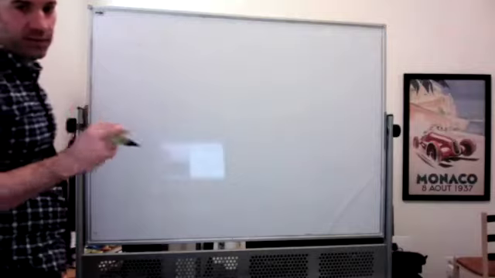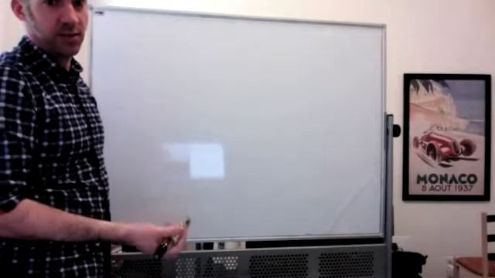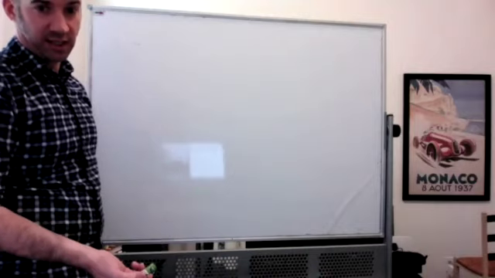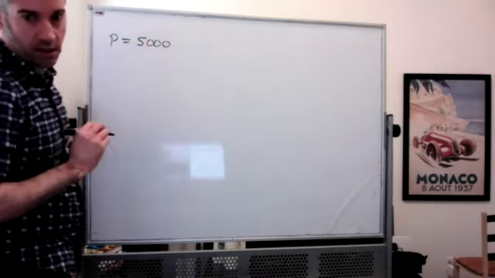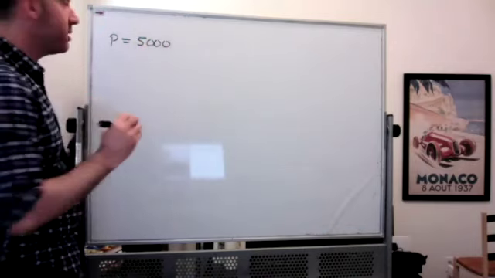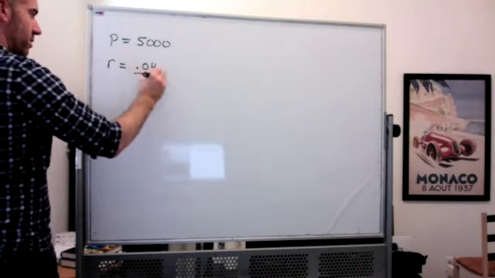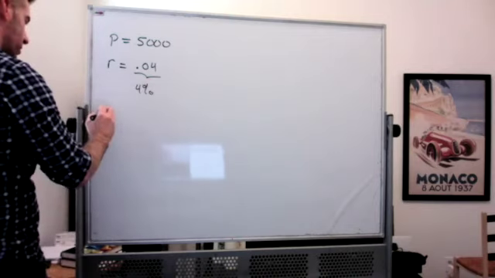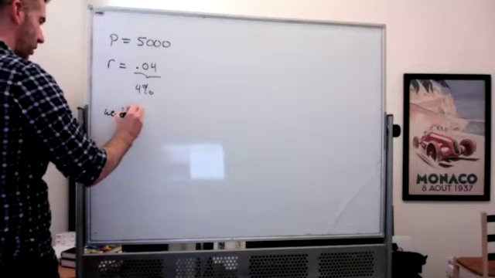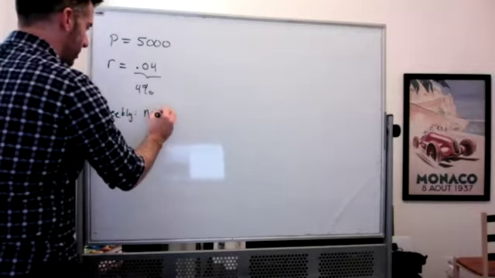So for example, suppose we invested, and I'm going to read the question and write down what makes sense, meaning the pertinent details. Suppose you invested $5,000 into a savings account. So our principal is $5,000. It pays 4% interest. So our interest rate is 0.04, right? That's 4%. Interest, and it's compounded weekly. So if it's compounded weekly, that means our N, the number of times we're compounding per year, is 52.